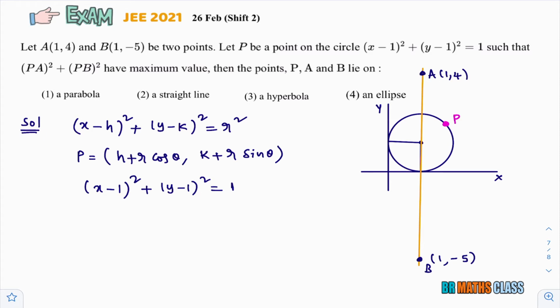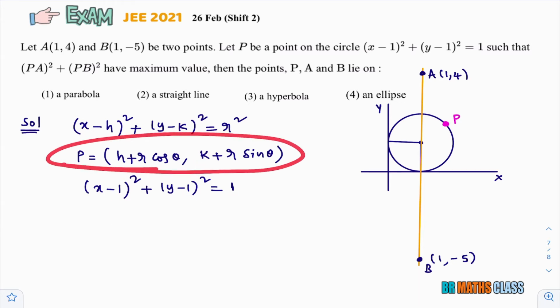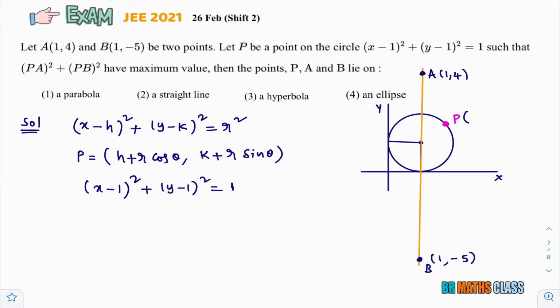You observe the given circle equation (x minus 1) whole square plus (y minus 1) whole square equal to 1. From this we can easily say that (h, k) is (1, 1) and r is also 1. So now what will the point P become? The point P will be h plus r cos theta. Here h is 1, r is also 1. So this is 1 plus cos theta, comma k plus r sin theta. The k value is 1, r value is also 1. So this point P is (1 plus cos theta, 1 plus sin theta). Now I know the point P.